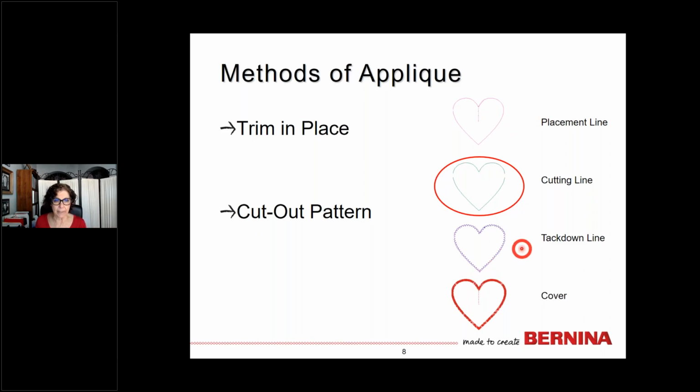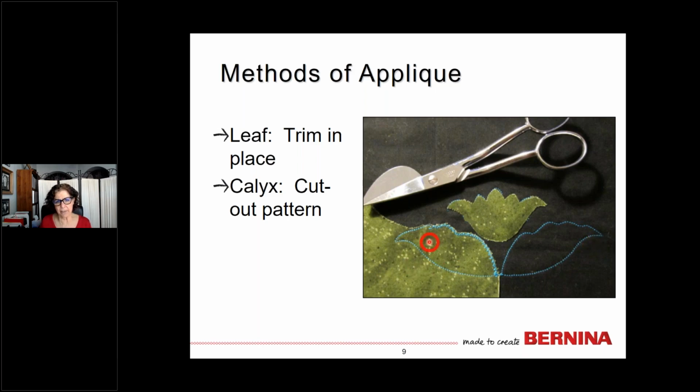Then there is a tack down line in both of these methods, and there are different types of tack downs. In some cases, or with satin stitch applique, you're going to have a zigzag tack down, but it can be a straight stitch tack down line as well. And then finally, the cover stitch covers up the raw edges of the applique. In this slide, this leaf shows you the trim and place applique, and the calyx shows you a cutout pattern that is placed over the placement line.